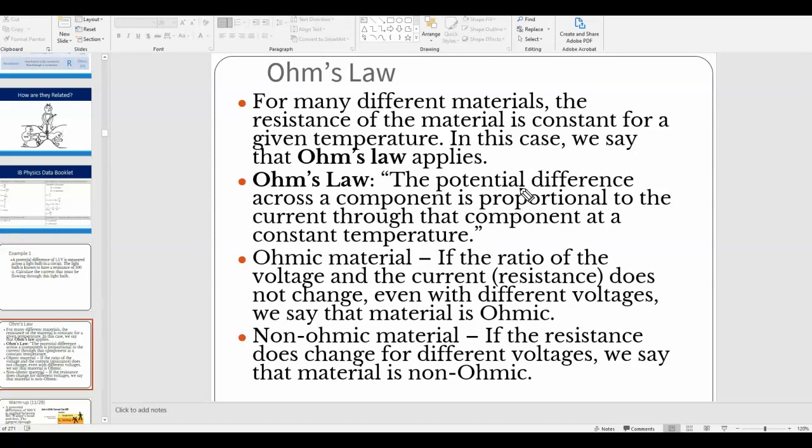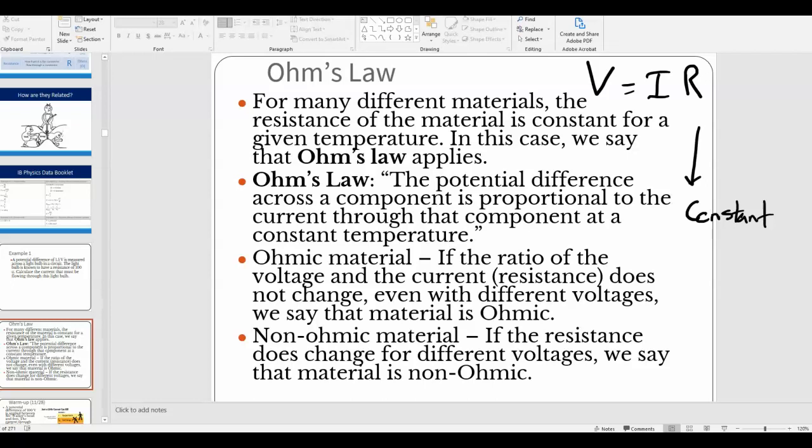Here's what that means. We've seen that word proportional before. A proportional relationship means that a variable is equal to another variable times a constant. So in other words, V is equal to I times a constant. Well, the only way that Ohm's law works is if R is constant. So Ohm's law is equivalent to saying that the resistance of a material is constant for a given temperature.